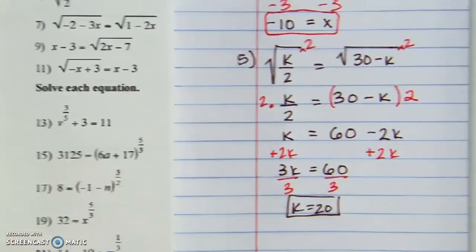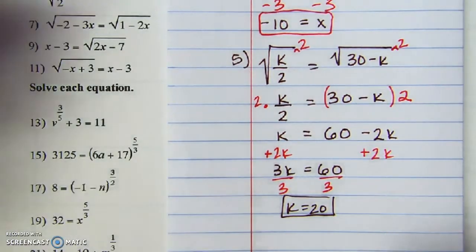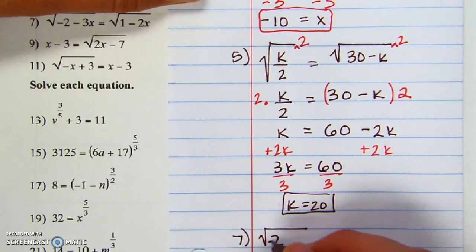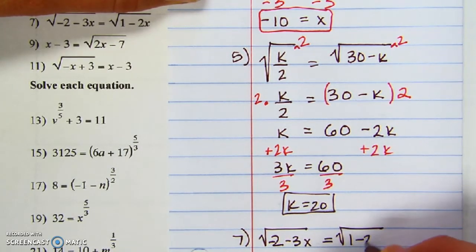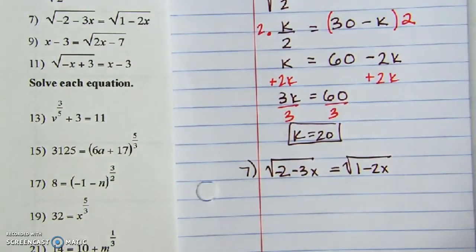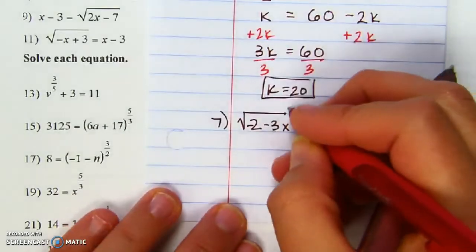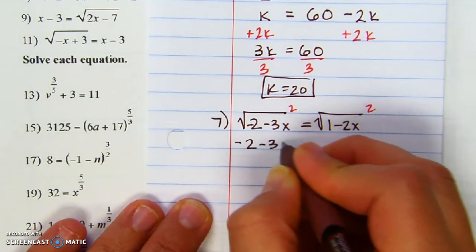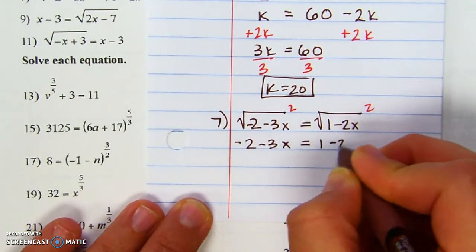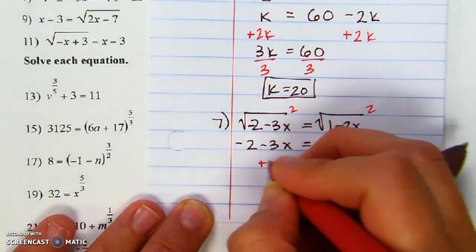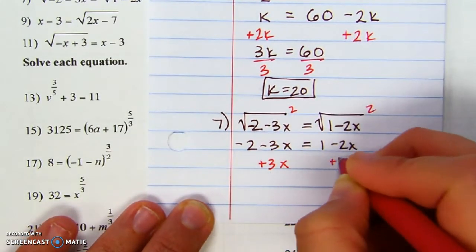Awesome. On to 7, same thing. We have a square root equal to a square root, which means when we square both sides, they go away, and we're just going to put the inside equal to each other and solve for x. How do I want to solve for x? Let's move these 3 x's.